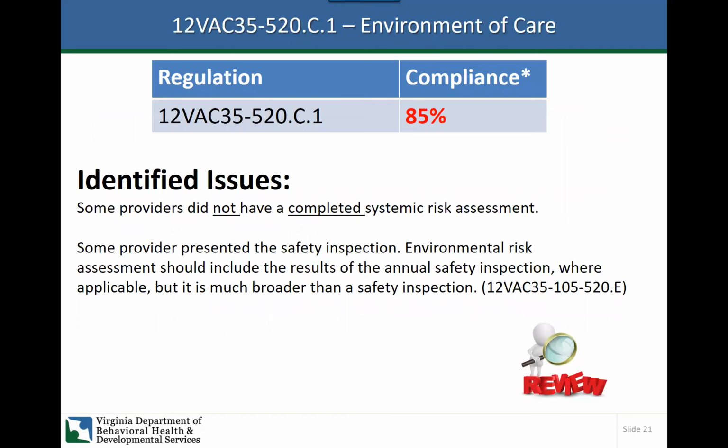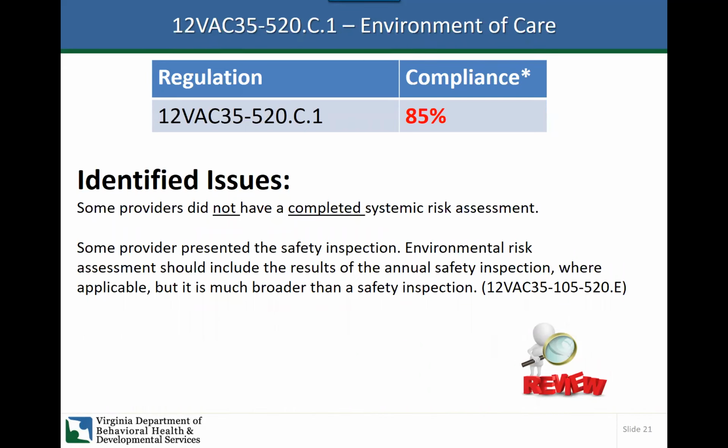So the first one is environment of care. Some of the issues that we identified here was that first off, the provider just did not have a completed systemic risk assessment. Providing a blank form does not meet compliance. Others provided just their safety inspection. And so we want to be real clear that environment of care, there's a whole lot that's incorporated in that. It will depend on the provider's location, their building or buildings. Each provider needs to think about its environment of care and the potential risks.